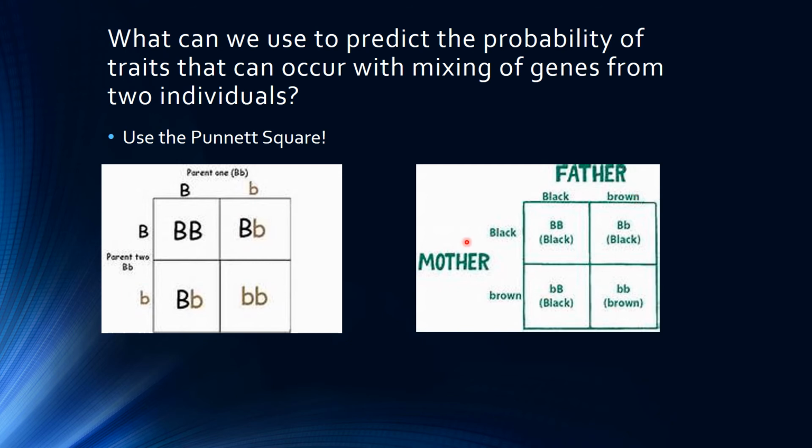This is just one example of how we can use the Punnett square to predict different things about people when they combine their genes together.